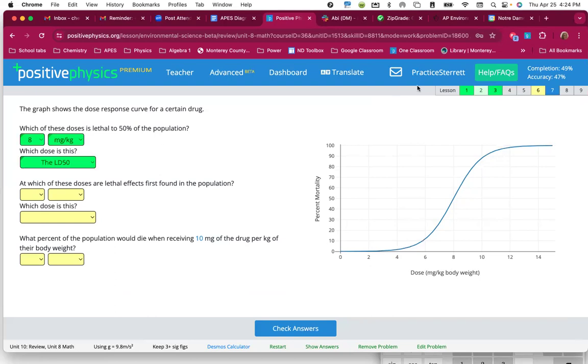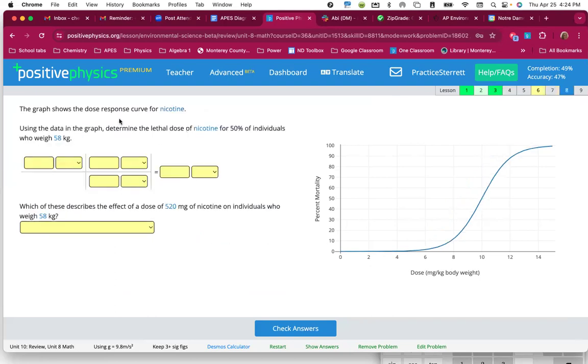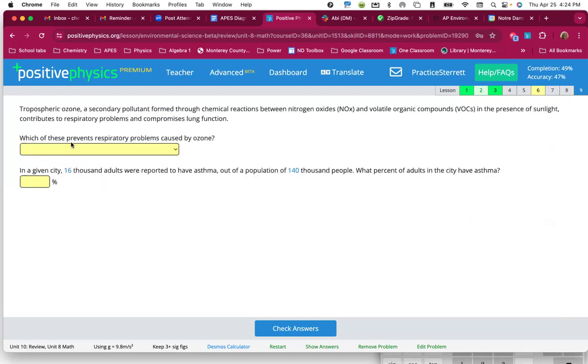So we have that to practice, and then another LD50 calculation with a different problem here where you'll use that LD50 level from the graph to calculate the dose that's lethal to those individuals. And then this one is a percent problem to practice. So lots of different math problems to practice from just that one unit.